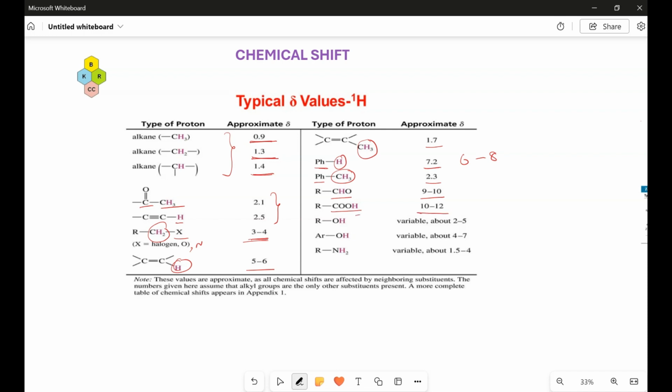Now the alcoholic OH, the phenolic OH, and the amines are known as variable. They are exchangeable protons, exchanging with the solvent, therefore they have variable shifts. They range from 2 to 5, 4 to 7, and 1.5 to 4. Generally, these exchangeable protons can be tested using deuterated water.